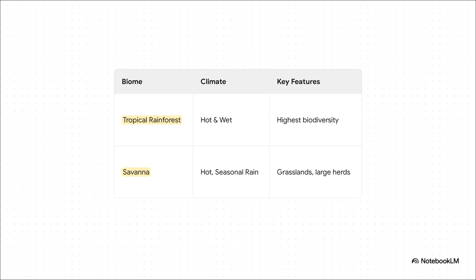But then you have the savanna. It's also hot, but the rain comes and goes with the seasons, and that one crucial difference stops a dense forest from growing. Instead, you get these vast open grasslands that can support massive herds of grazing animals. See? Same temperature, but a different water supply, and you get two completely different neighborhoods.